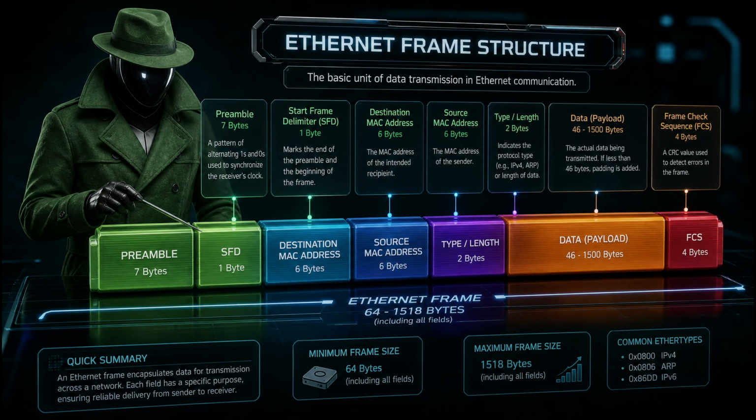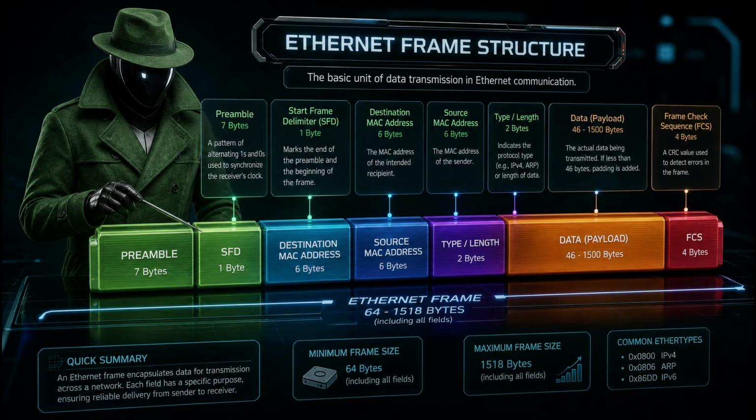After the MAC addresses comes the type or length field, 2 bytes that tell what protocol is riding in the field. 0 to 1500 tells the length of the data. Above that value means it's the EtherType, IPv4 or IPv6 data.